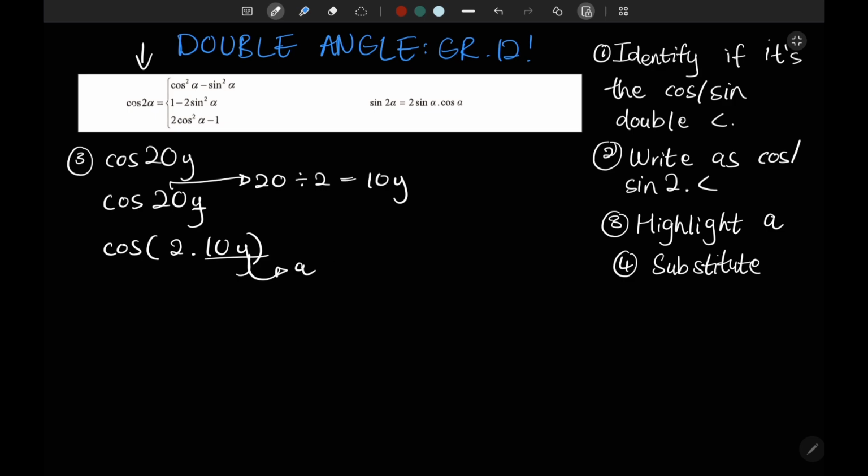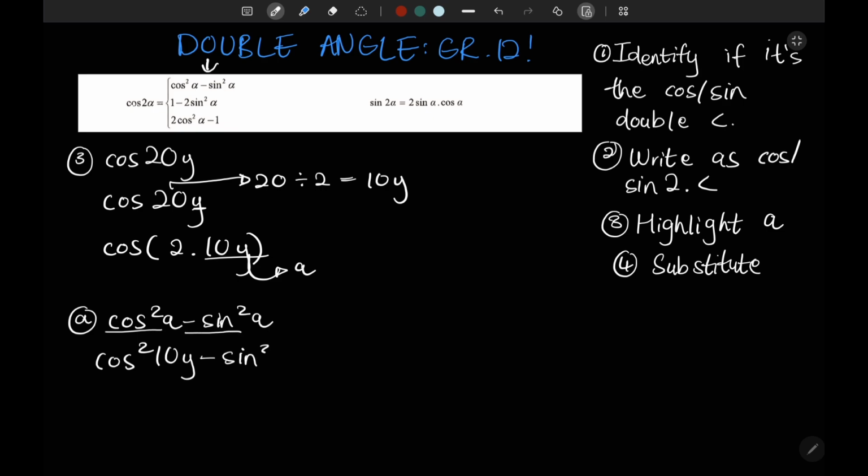Step 4, let's substitute. For cos, we have 3 different options. Let's start with the first one. I'll write it as A, cos squared alpha minus sine squared alpha. Where we see alpha, we substitute our 10y. So we write this as cos squared, what is your alpha? 10y, minus sine squared, what is your alpha? 10y.